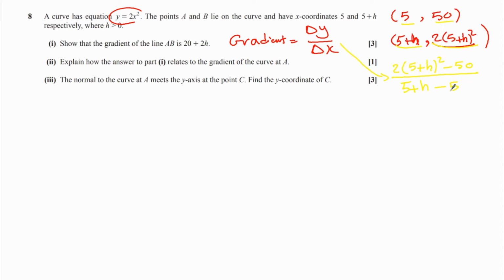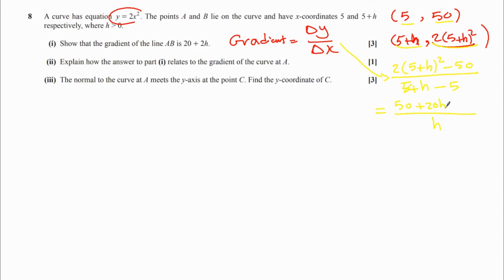Okay, now I need to simplify this. So this would be equal to, this 5 minus 5 would be just h. And I expand the top one. So this would be 5 squared with 25 times 2 is 50. Inside that would be 2 times 10h times 2 is plus 20h.